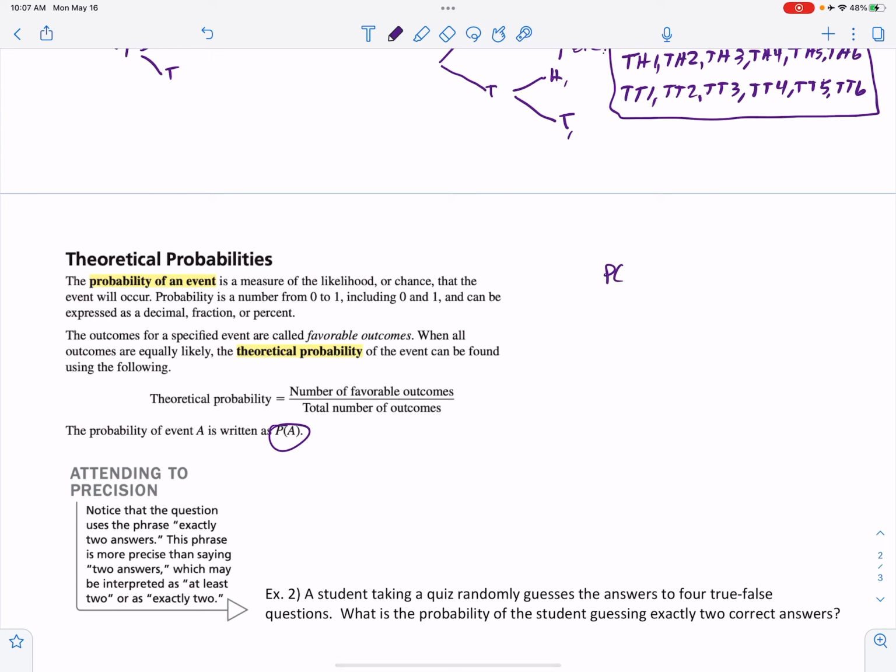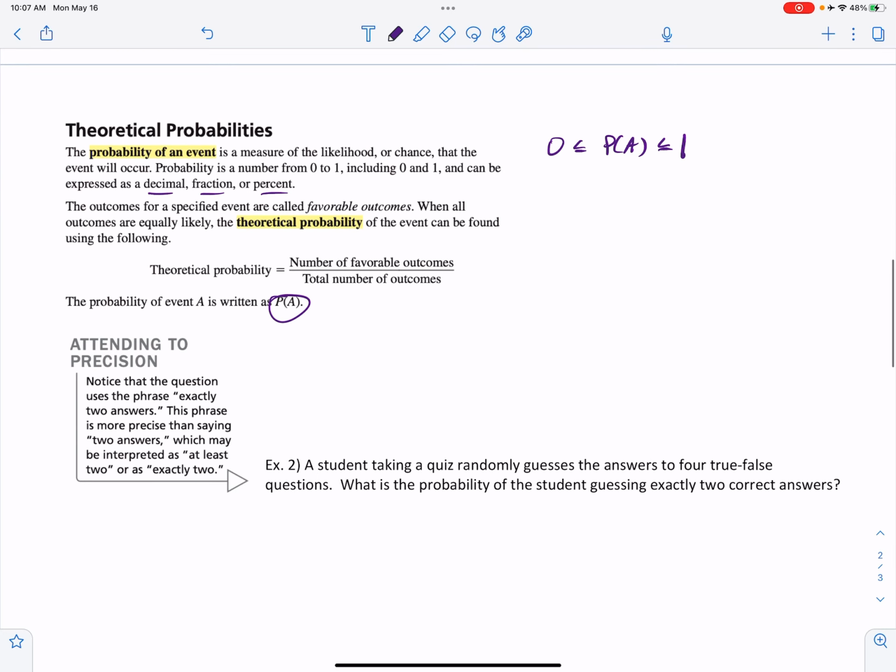The probability of any event must be between 0 and 1. It can't be bigger than 1. It can't be negative. It can be 0, meaning it won't happen. It can be 1, meaning it happens 100% of the time. And it can be expressed as a decimal, a fraction, or a percent. So frequently we'll write them all 3 ways and box that as our answer for this lesson in this textbook.